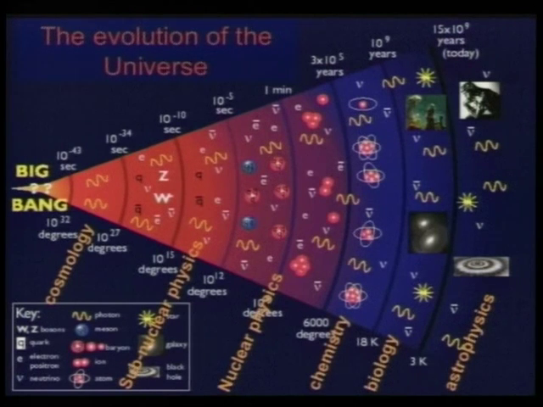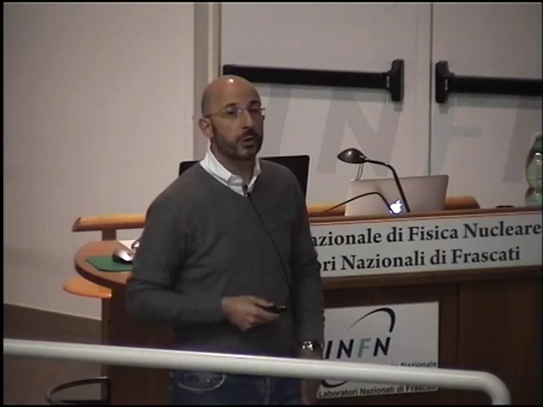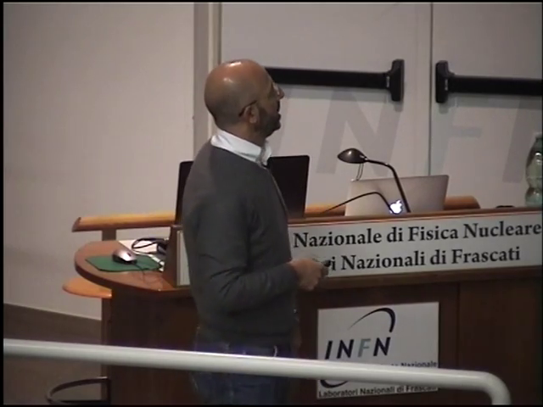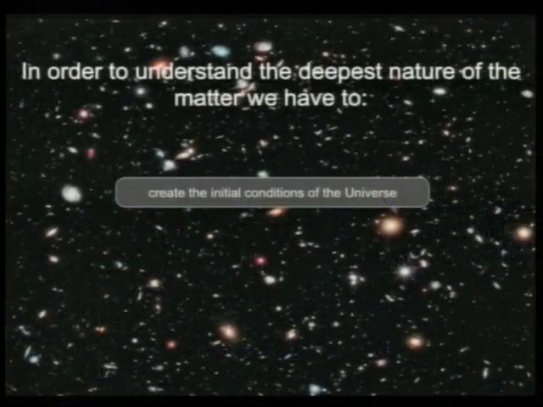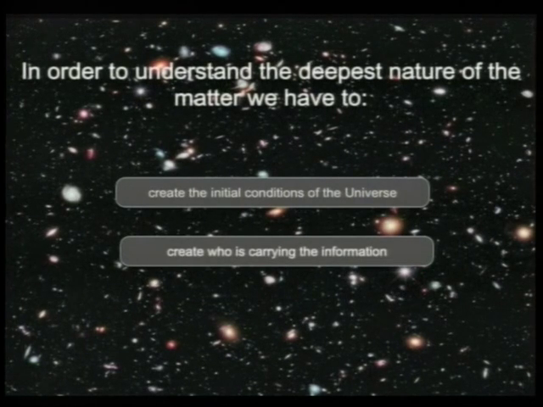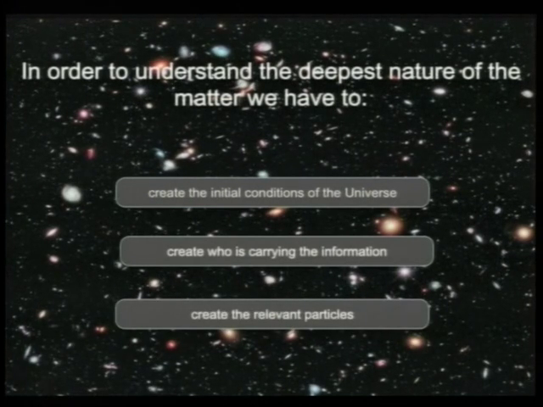So going back in time in the universe means that we want to have the same energetic conditions, so the same temperature that it was at that time, to have, again, these particles that were produced at that time. So we have to understand the deepest nature of the matter, so we have to, as I just said, create the initial conditions of the universe. Because we want to create who is carrying the information. So we have to create the particles that have been created at that time.